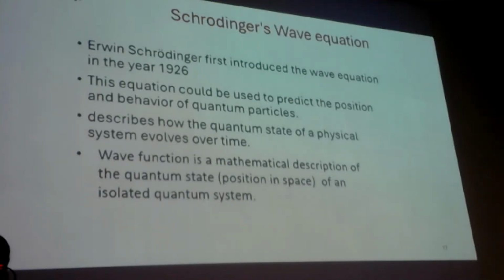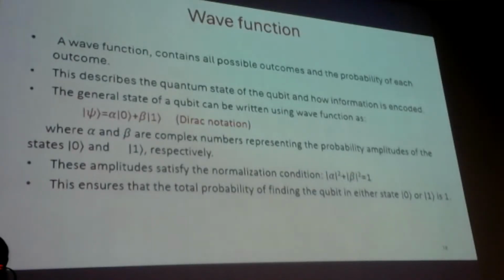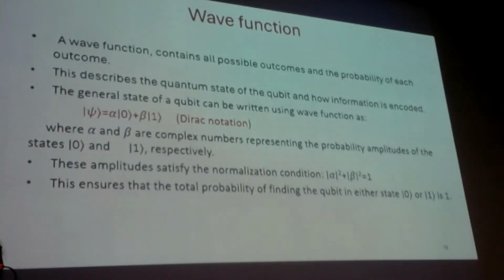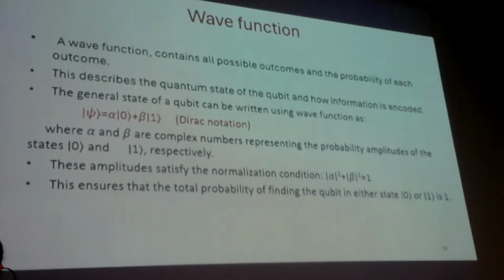The wave function is a mathematical description of the quantum state of an isolated quantum system. Now look at this. What does that wave function actually express? All the possible outcomes and the probability of each outcome. For example, I have a single qubit. I can have a 0 and a 1. And I can have a probability of 50% 0, 50% 1, or 25% 0 and 75% 1. So this wave function will denote that.